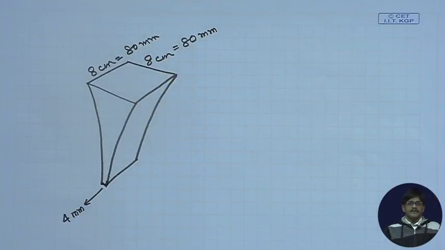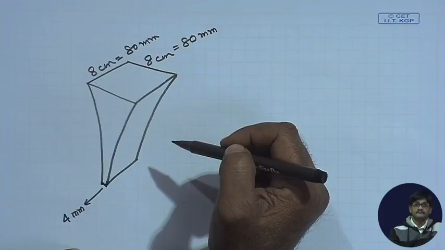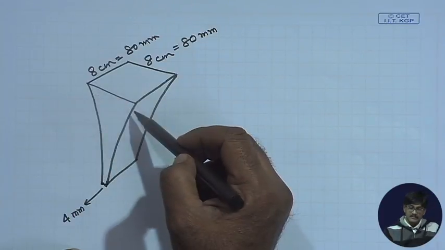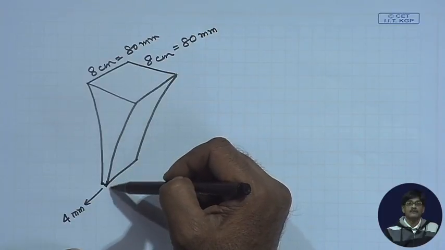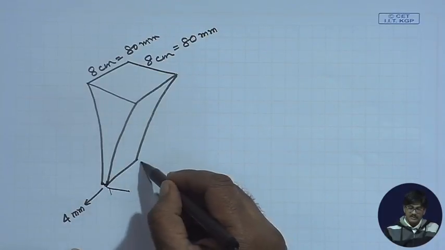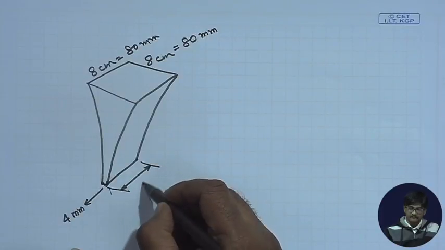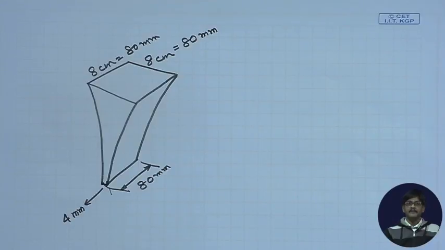That's it. The horn looks like this. The transducer is at the top, that I have not drawn, but the horn is gradually tapering off, and this side is 4 millimeters. Mind you, this edge is still 80. So once we understand, okay, this is the shape.